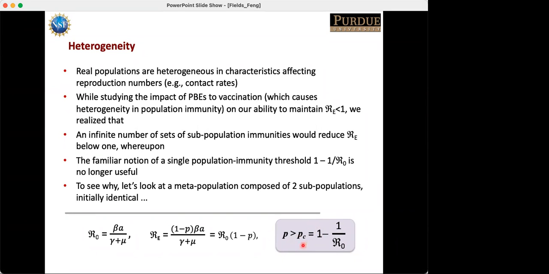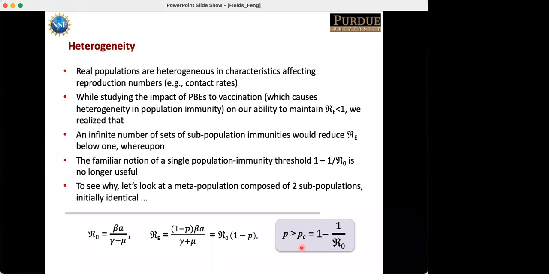So the P_C is the population immunity threshold, right? If you immunize the population beyond this quantity, you can control the disease.